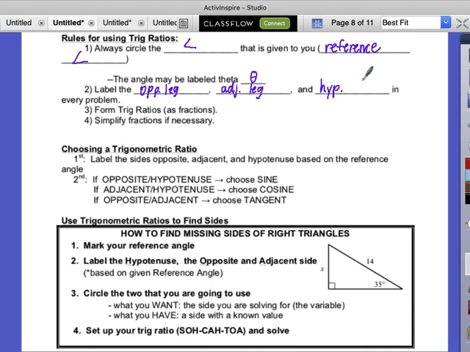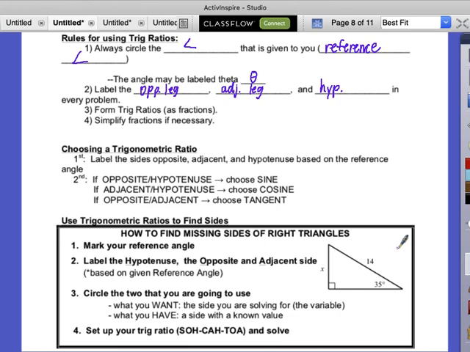Okay. So we're actually going to do this part first, and then we're going to go back up and talk about this. So, using trigonometric ratios to find sides. How to find missing sides of right triangles. Here, we're given one side and an angle, and this is enough to find the other two sides.